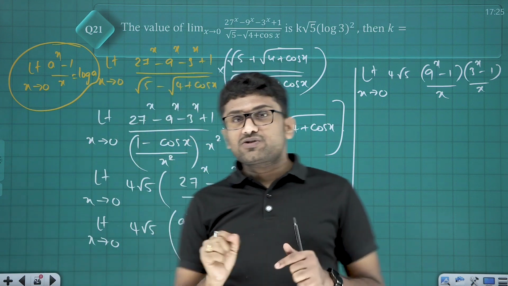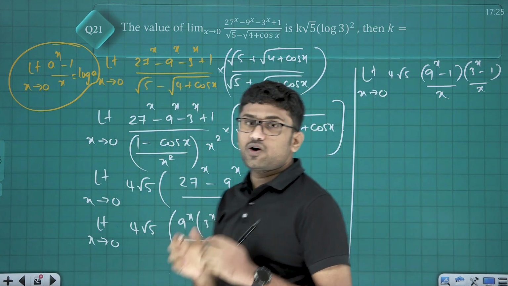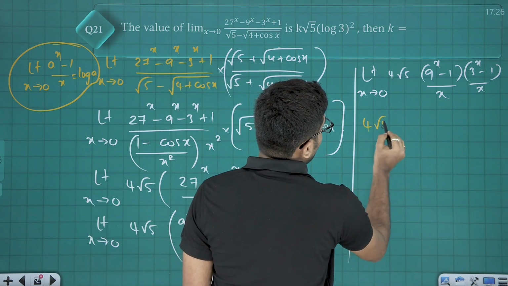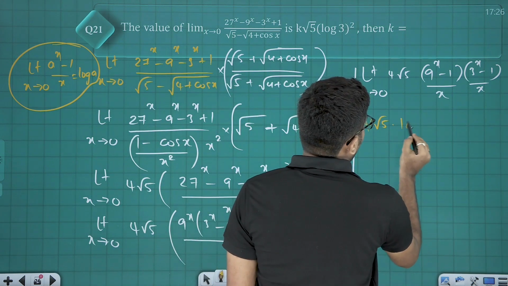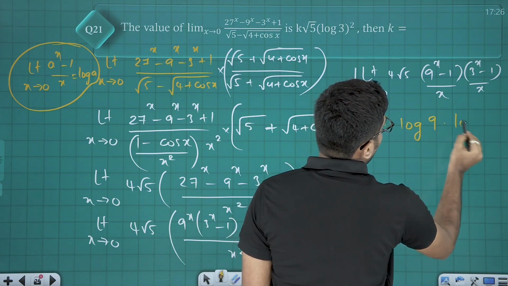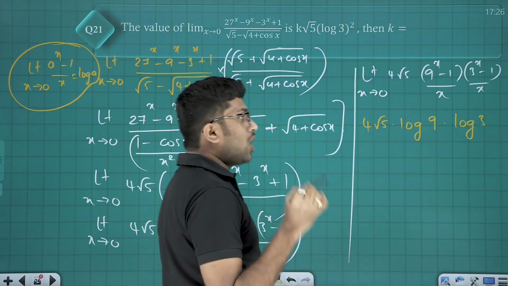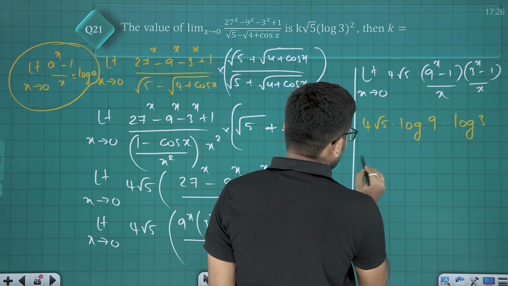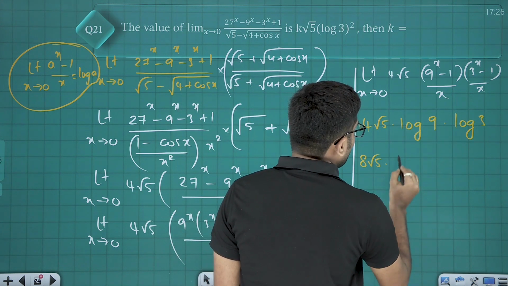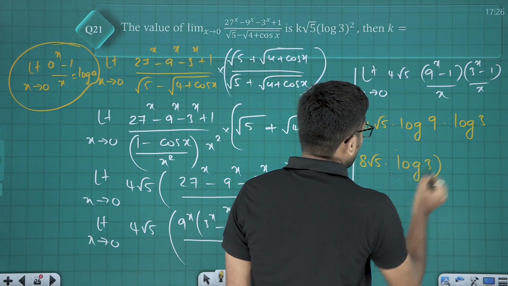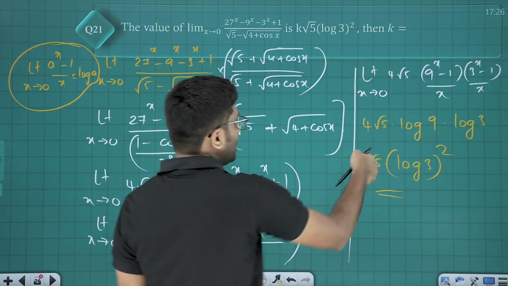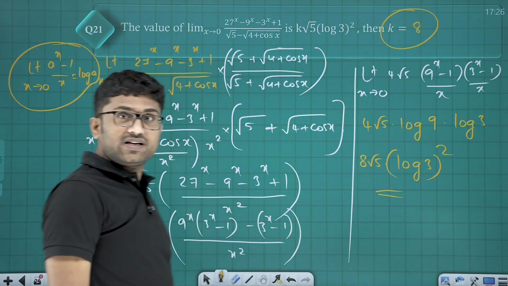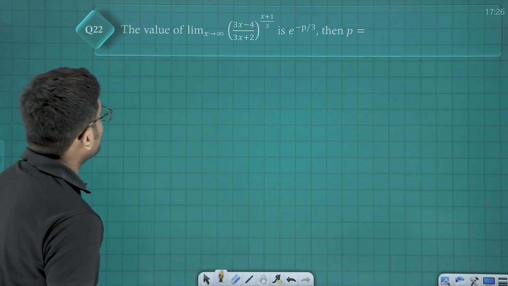Limit x tends to 0, (a^x minus 1)/x is log a to the base e. So from that we get 4 root 5 into log a, that is log 9 into log 3. Log 9 we can write as 3 square, so 2 log 3 it is. That means 2 into 4 is 8 root 5 times log 3 into log 3, which is log 3 whole square. Now if we compare this with this, the value of k is 8. Answer is 8. Next question.